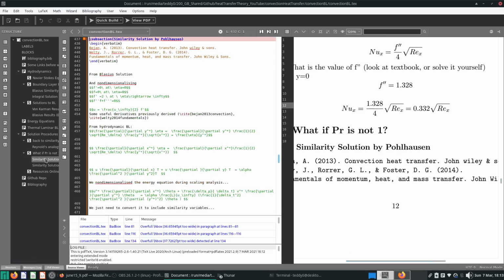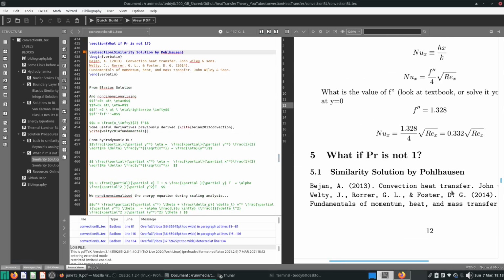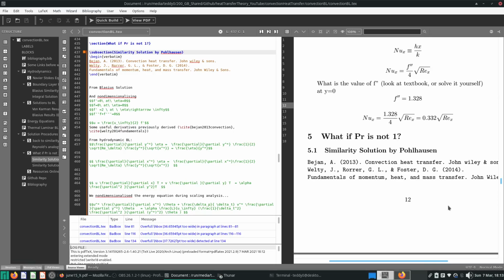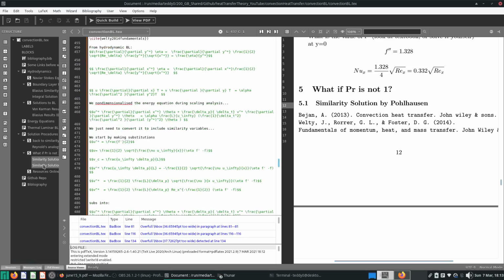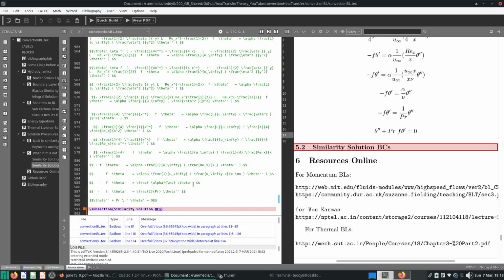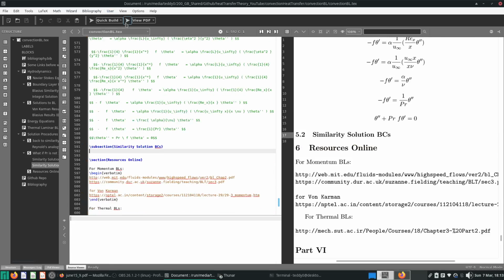Just want you to know one thing, just want to give credit. I think this similarity solution was first developed by Paul Hausen, I think, based on one of these books. If that's how to pronounce his name correctly, I'm not really sure. But so we want to continue solving this.